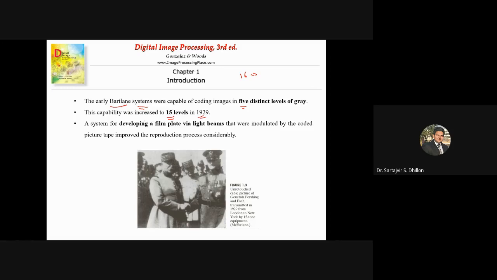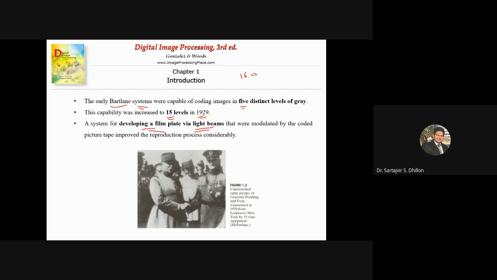And how did they do this? They did it with the help of a system for developing a film plate via light beams, which is modulated by a coded picture tape and improved the reproduction process considerably. So you just have to remember that in 1929, they improved the grayscale level up to 15, with the help of a film plate via light beams. So, there is an example.